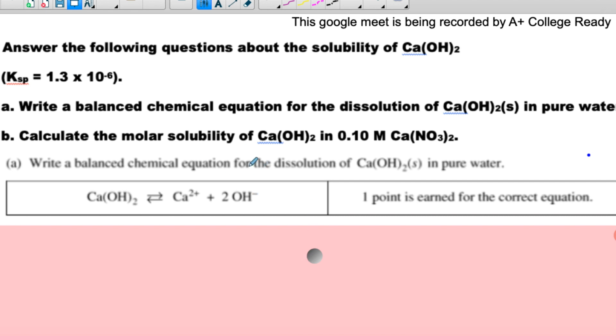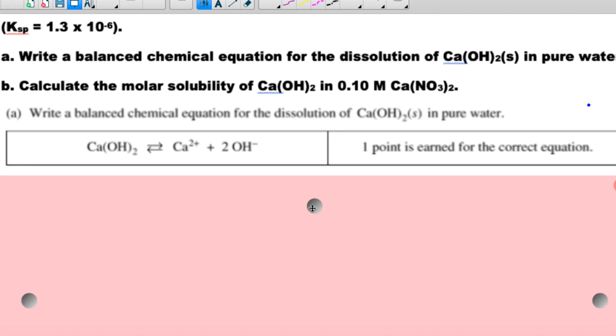Well, here's my balanced equation. Notice I don't have to have states of matter, but it does have to have the right ratio: 1 calcium ion for every 2 hydroxide ions. So the most important thing is that you know they're ions and you know that there's a ratio of the positive ion to the negative ion. 1 point.